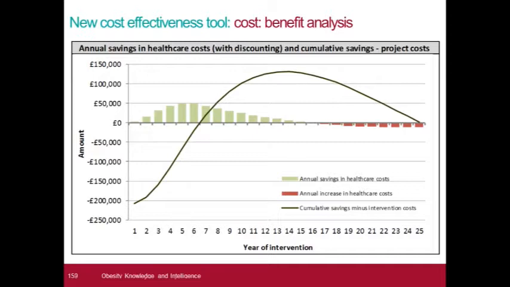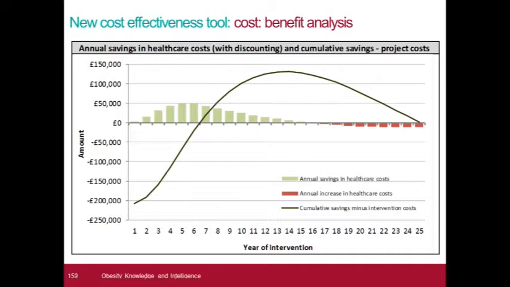So on here you can see the green bars in healthcare savings. For the first 15 years or so of the programme, you're starting to get savings in healthcare costs. And then after 15 years, you're actually getting a slight increase in healthcare costs, but that's as a result of the individuals who've gone through the intervention staying alive for longer because they've not got such a high BMI. They're less likely to get the conditions which would lead to higher mortality.